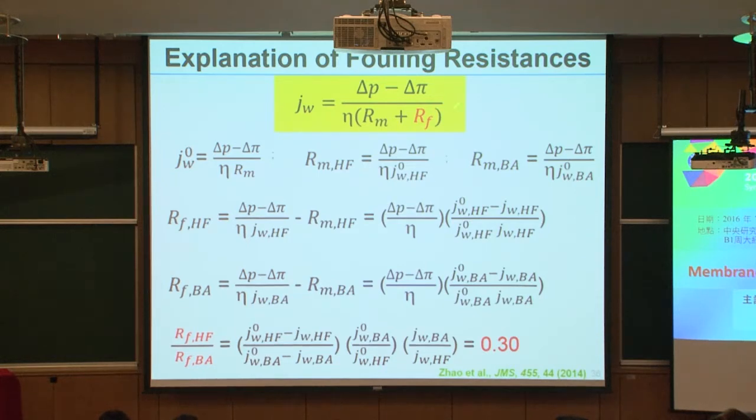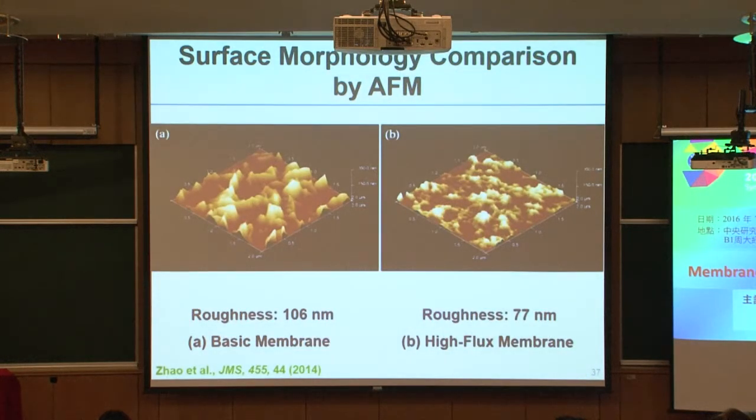Essentially, this term is reduced significantly. That's why we observe the result. And then we use an atomic force microscope and measure the surface roughness. The original for the commercial membrane is about 106 nanometers. For the membrane we made, it's only 77 nanometers. So roughness is reduced, which is an improvement.